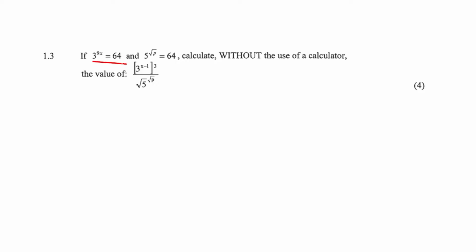If 3 to the 9x is equal to 64 and 5 to the root p is also equal to 64, calculate without the use of a calculator. Now, I know it says without, but at the end we can use it a little bit, a little something something. Well, I'll explain at the end. The value of, well, what we've got there.